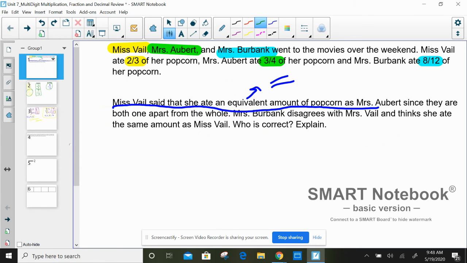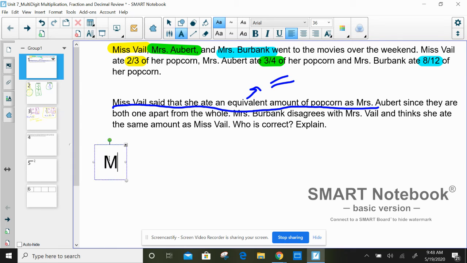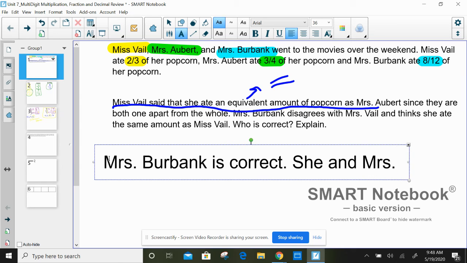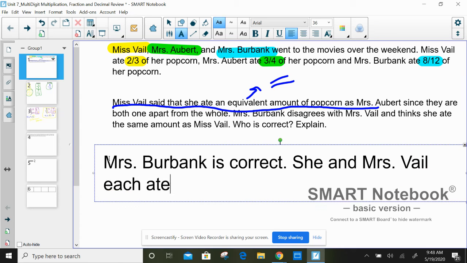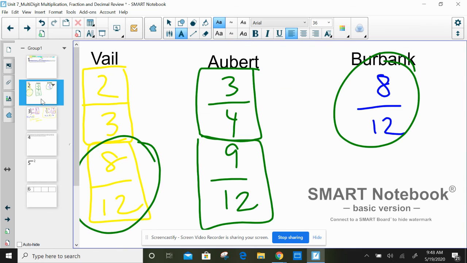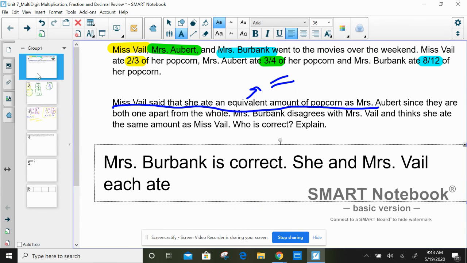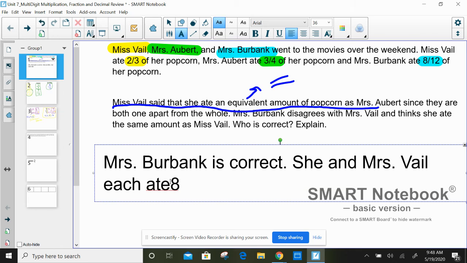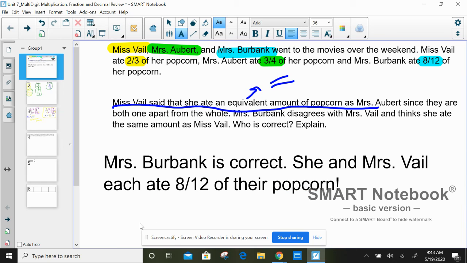So right down here, we would write Miss Burbank is correct. She and Miss Vale each ate 8/12 of their popcorn. And that's our answer.